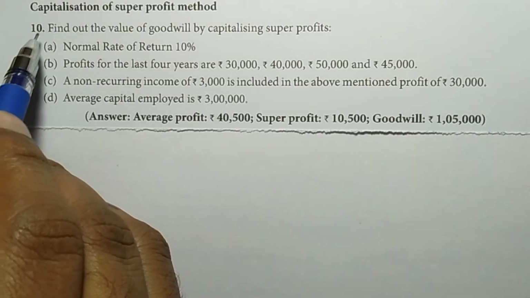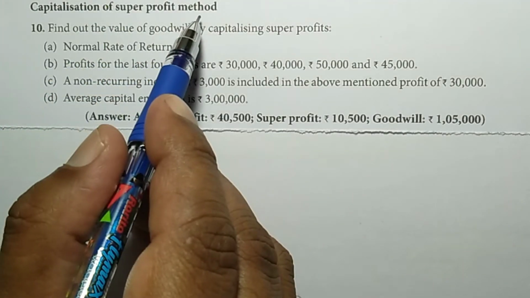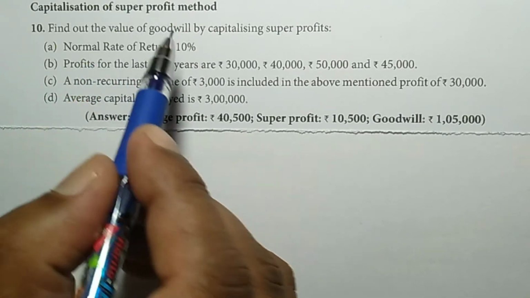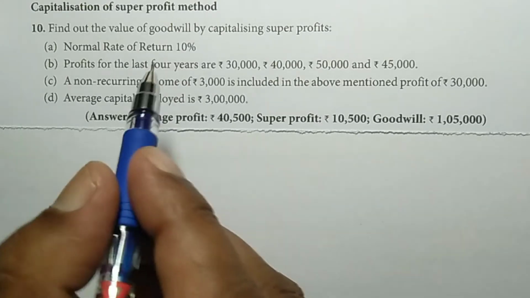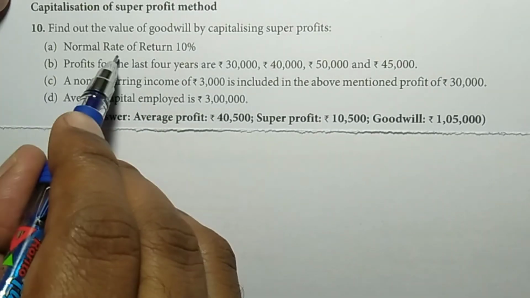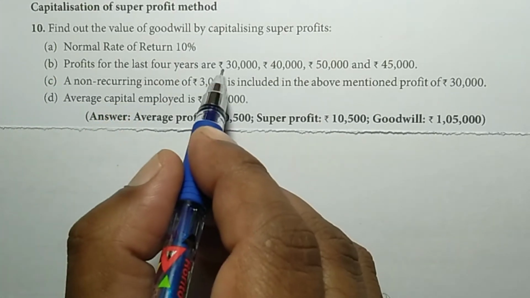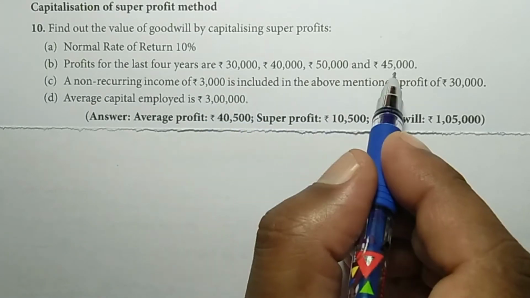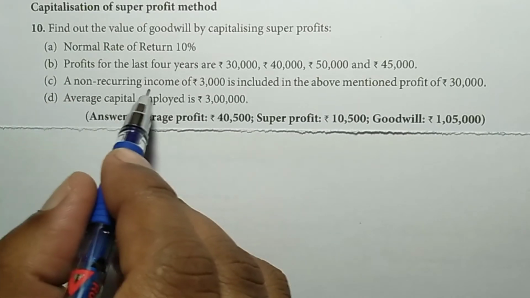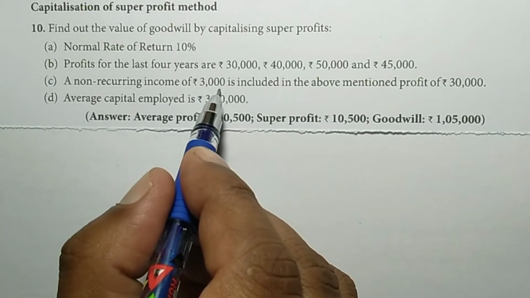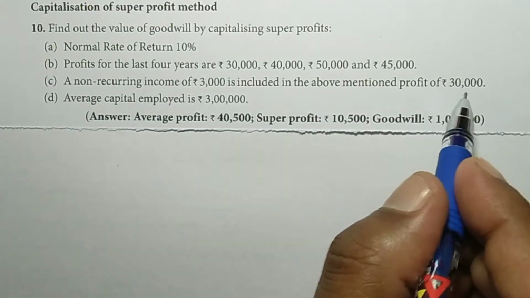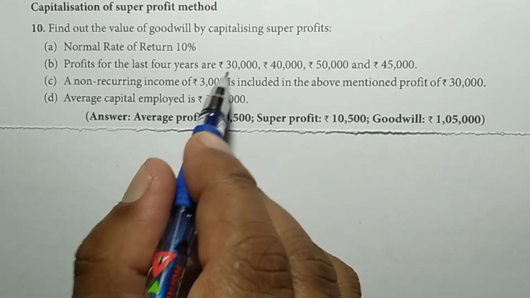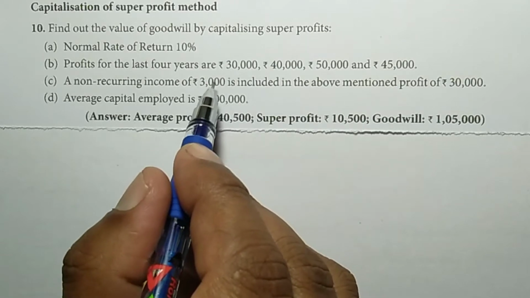Question number 10, capitalization of super profit method. So first find out what is super profit. Super profit is the difference between average profit and normal profit. The normal rate of return is given, and four years' profits are given: 30,000, 40,000, 50,000, 45,000. Non-recurring income is included in the first year's profit of 30,000, and that should be subtracted before finding average profit.